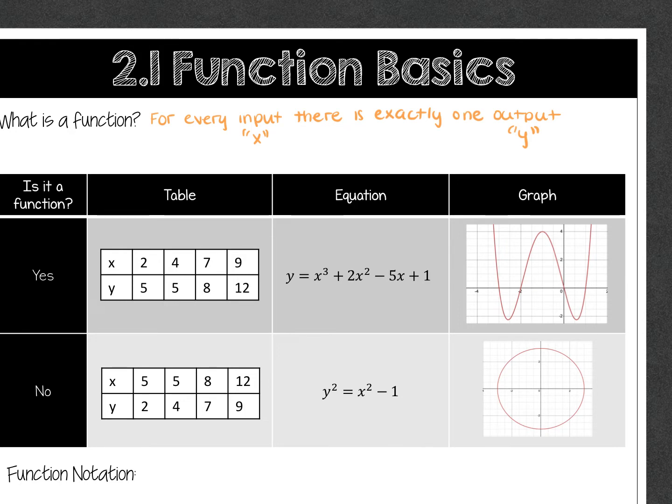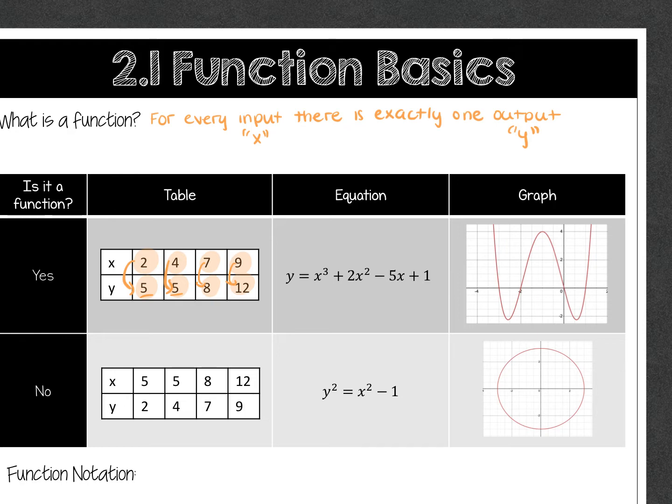So for a table, really what this means is that x should only appear once, because when I have an x, I should only have one corresponding y for that x. So in this example, every x is different and every x goes to a y value. Now notice that the y values could repeat. That's okay, as long as our x's are not repeating. So every x only goes to one value for y in each of those.